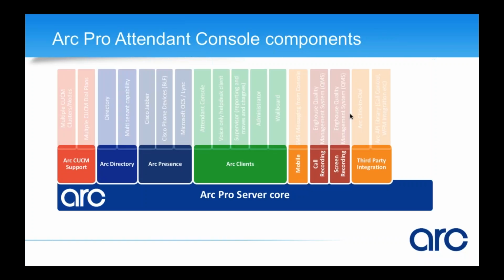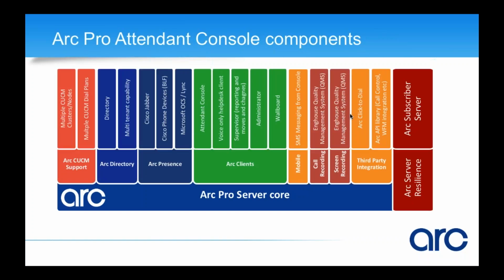So here's that schematic again, just taking a very quick look. The server core is able to connect to a number of different types of clients. That's the green section. We're going to have a quick look at those. We have a number of capabilities in terms of plugging in presence to the directory in the system. So that's Cisco Jabber, Microsoft, as well as the Cisco phone devices. We have significant capabilities in directory.